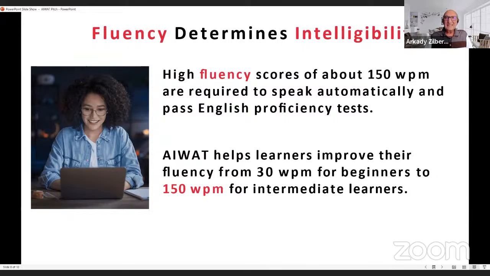You also must understand that probably you heard that fluency determines intelligibility. And actually, Purdue University made a study, and they determined that the main criterion for intelligibility is fluency. It's not pronunciation, it's not knowledge of vocabulary, it's not knowledge of grammar, it's just fluency, the ability to speak automatically. It's very important.